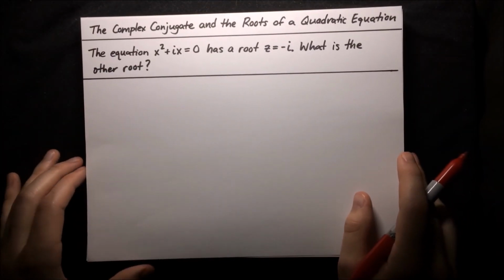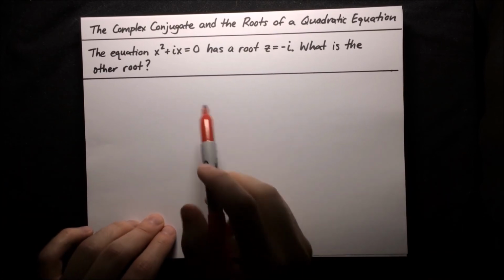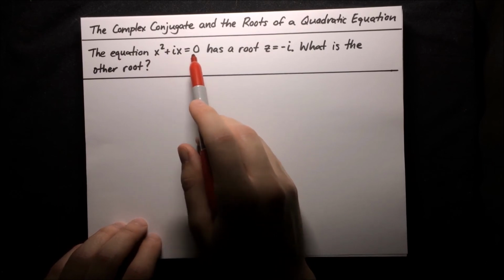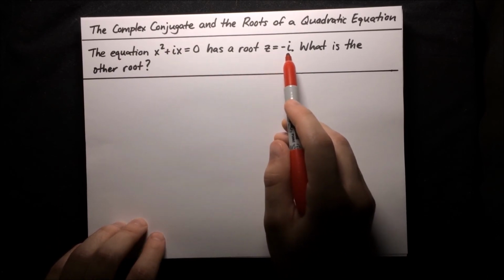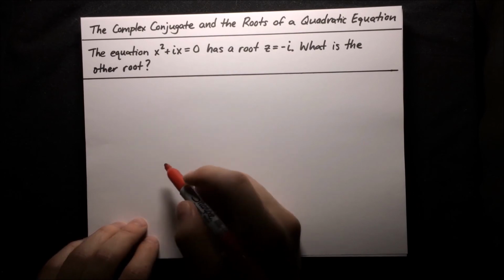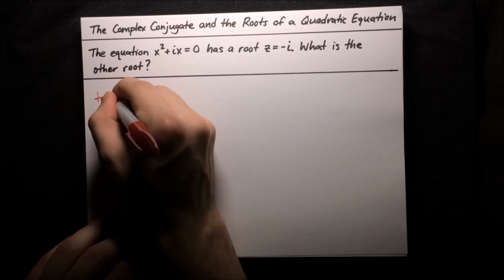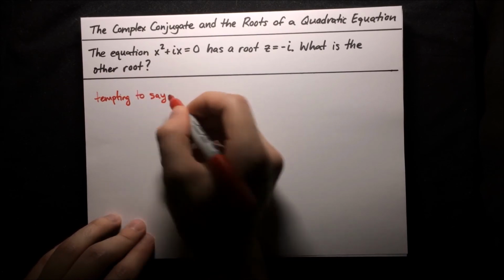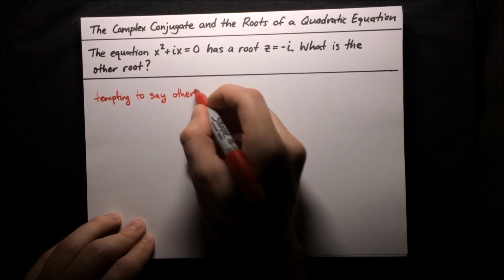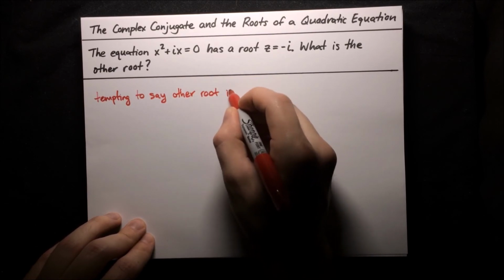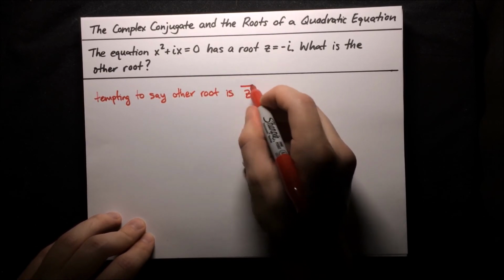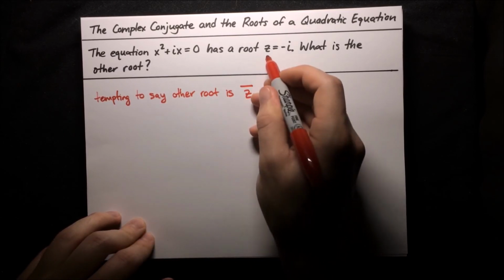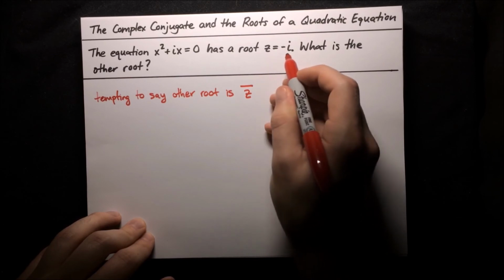Alright, here is a final example. And this one seems pretty straightforward off the bat. The equation x squared plus ix equals 0 has a root z equals minus i. What is the other root? Well, it's tempting to say that the other root is just the complex conjugate. That's what we've been doing for this whole video. So it's tempting to say the other root is just a complex conjugate of this complex number.